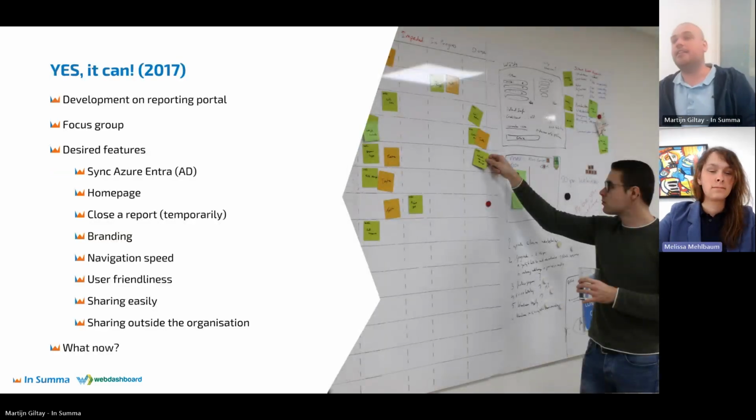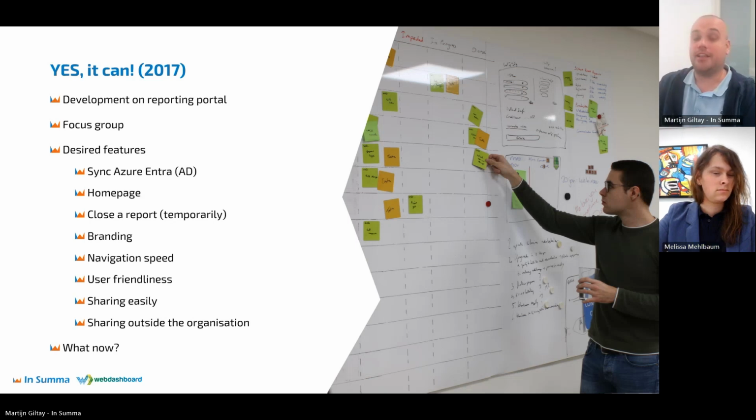So yes, it can. In 2017, we developed our own reporting portal, nowadays called Webdashboard. But before that, we created a focus group of several customers from different branches, so we could cover all the needs they would have in such a portal. So we made a desired feature list, but we didn't do it ourselves. We asked our customers to do it with us. So we came up with this list at the beginning. It's longer now, but of course, back in the days, we needed to start somewhere. Those things you can see on the screen now were some that came out of those sessions that would be really important. We will also go over some of those features we implemented.